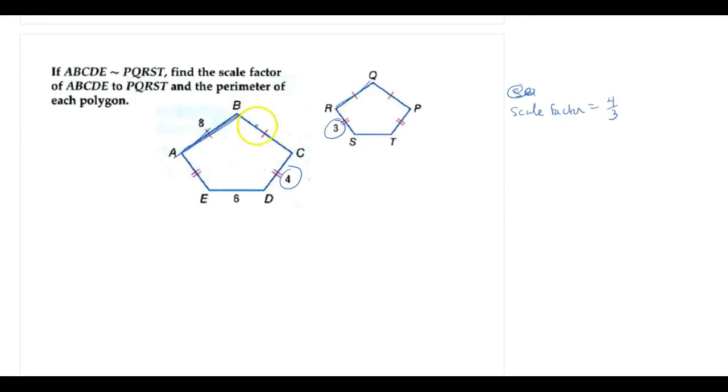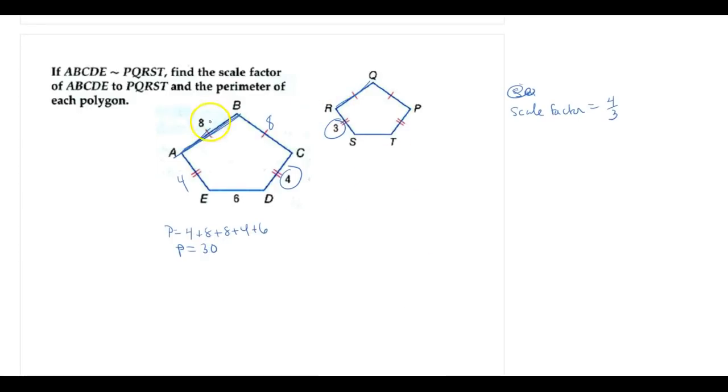So right now I know if that side's 8, this side is 8. If that side's 4, this side is 4. So we know the perimeter of this polygon is going to be 4 plus 8 plus 8 plus 4 plus 6. And when I add that up, 12, 24, 30. So the perimeter of this is 30.